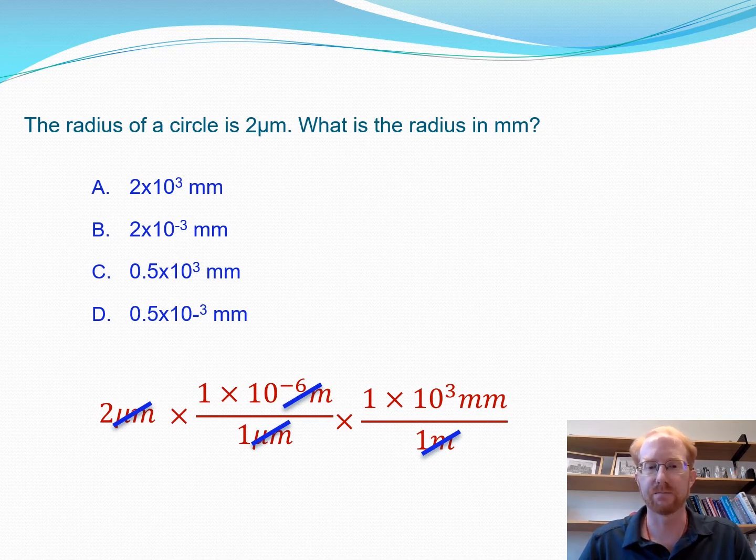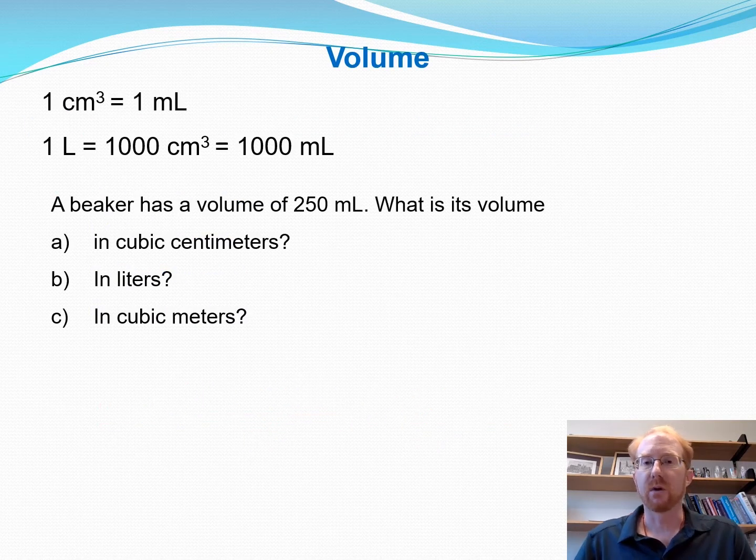All right. Now, let's look at volume, our first of our derived units. So we have a couple conversions here for volume. 1 cubic centimeter is the same thing as 1 milliliter, and 1 liter is the same thing as 1,000 milliliters. So those are some very, very common conversions that we use all the time with volume. So that might be something you want to add to your memorization list.